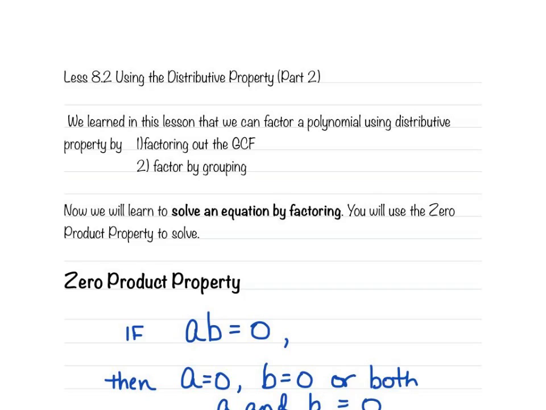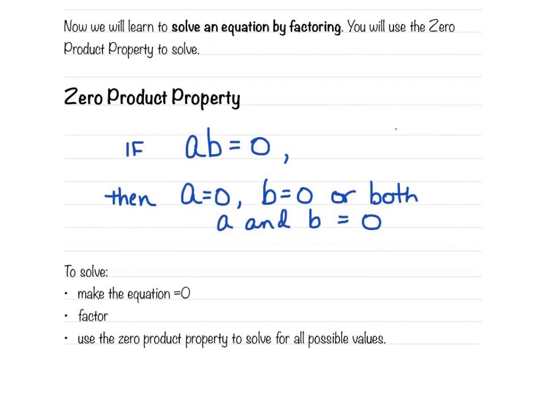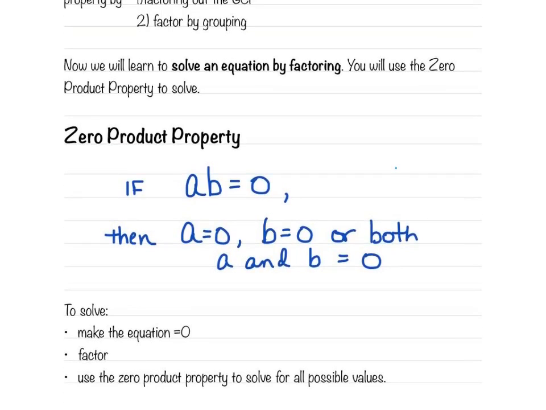Now we will learn how to solve an equation by factoring. You will use the zero product property to solve. Zero product property: if A times B is equal to 0, then either A is equal to 0, B is equal to 0, or both A and B are equal to 0.